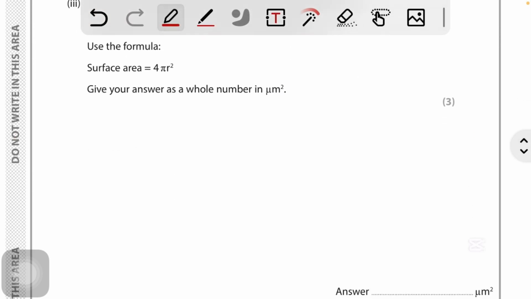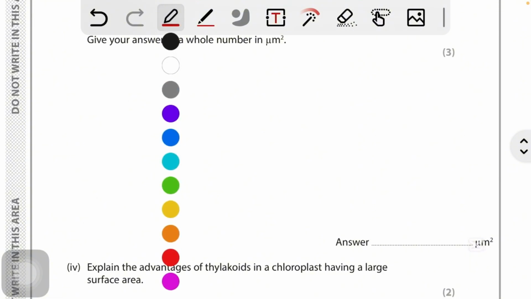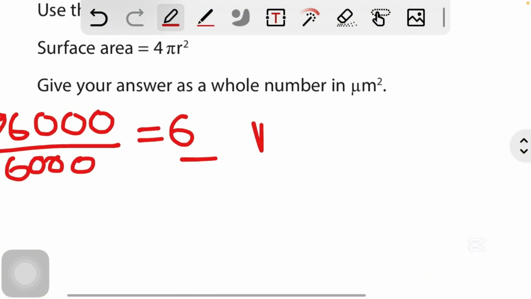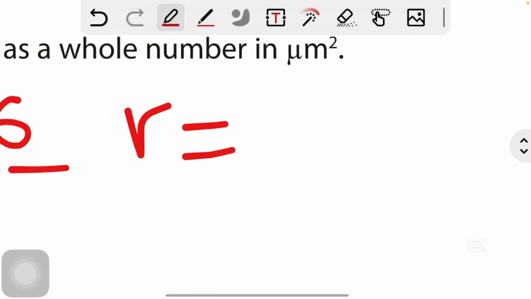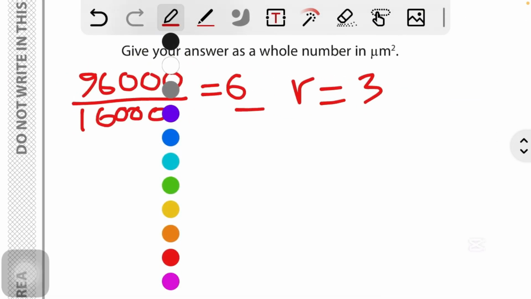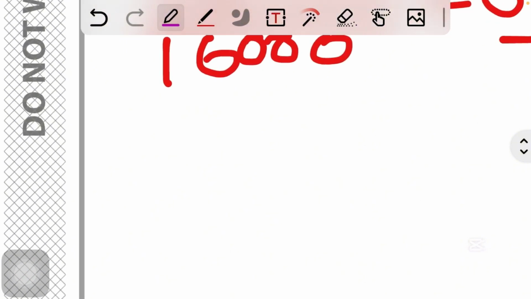So over here let's assume the length of the diagram is 9.6 centimeters. 9.6 centimeters in micrometers is equal to 96,000. The common mistake we make over here is putting the 6 in this equation, which will give us a wrong answer because 6 is the diameter. The radius is equal to half of the diameter, which is 3. So let's put the radius in the formula.